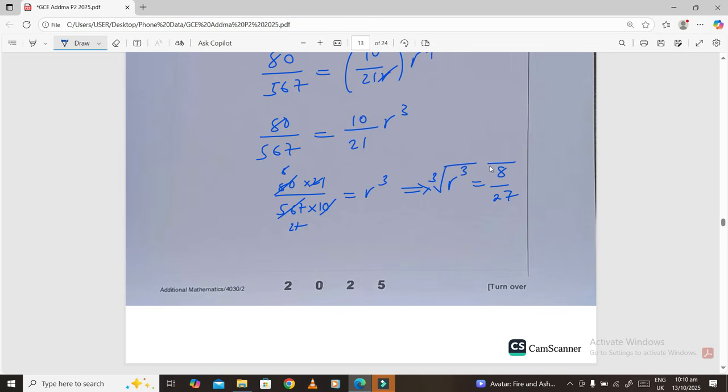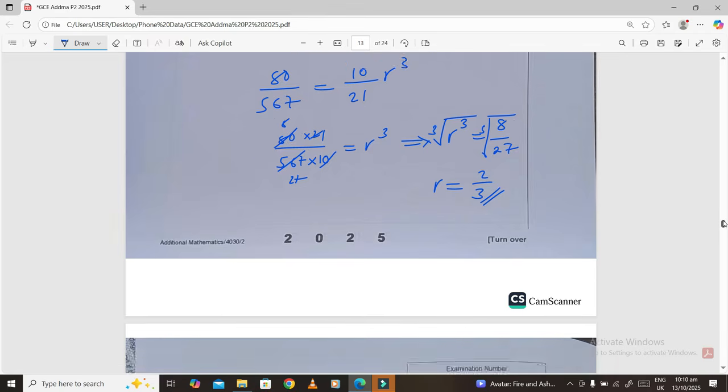Find the cube root of both sides. So this will be r, and then this will be 2 over 3. So the value of r is 2 over 3, which is the common ratio.